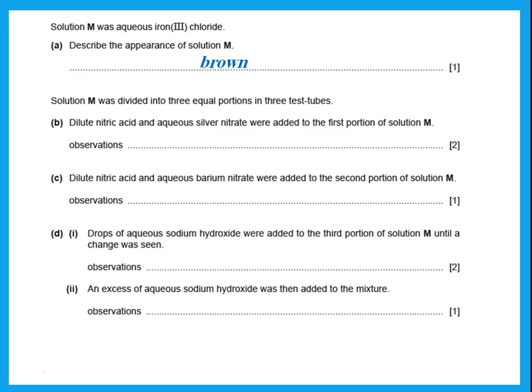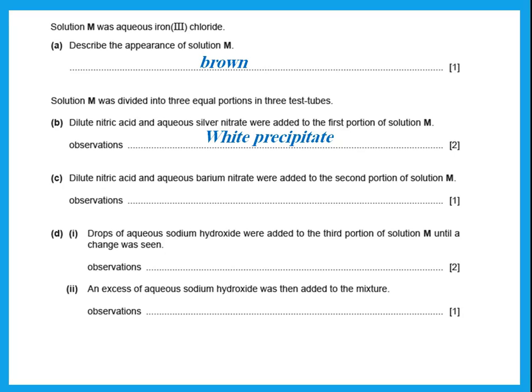Solution M was divided into 3 equal portions in 3 test tubes. Dilute nitric acid and silver nitrate were added. Again, remind yourself, silver nitrate was a test for what? It was a test for chloride, bromide, iodide. Which one do I have? Chloride. What does it give with chloride? It gives white precipitate.